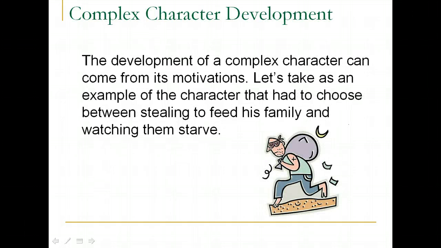The development of a complex character can come from its motivations. Let's take as an example the character that had to choose between stealing to feed his family and watching them starve. If, in the course of the story, he got caught by the police, he could develop into a hardened criminal in prison. After prison, he may become further involved in criminal activities. On the other hand, he may be so torn about having to steal, he may not go through with it. He may decide on another course of action that saves his family without him needing to become a criminal. These are examples of how a complex character could develop.